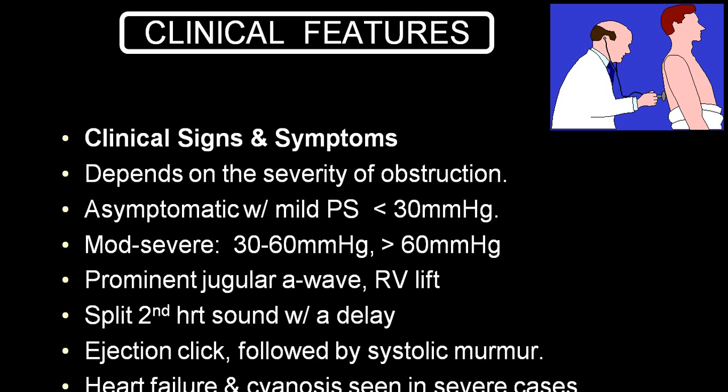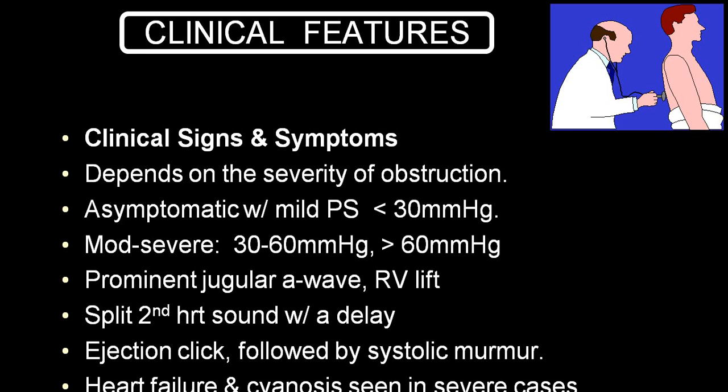In a mild pulmonary stenosis, the pulmonary pressure is less than 30. In moderate to severe, the pulmonary pressure increases up to 60 millimeter of mercury, where right ventricular pressure will be markedly elevated and you will have a congestive cardiac failure. There will be prominent A wave in JVP. Because of right ventricular hypertrophy, there will be a right ventricular parasternal heave. Second heart sound will be split and loud.